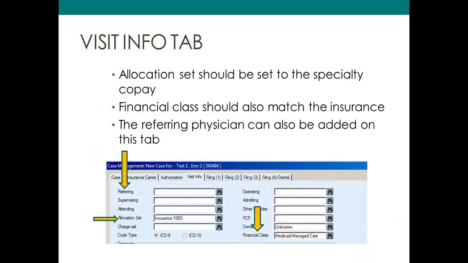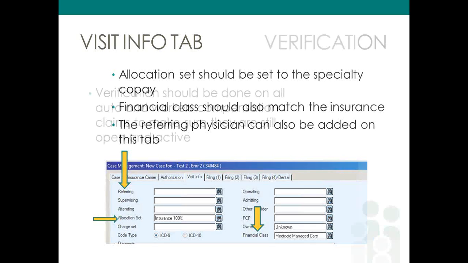Our next and final tab will be our visit info tab. Your allocation set should be set to the specialty copay if there is one for that specialty. The financial class should also match the insurance, and this is where you can enter a referring physician. And this completes a specialty case.